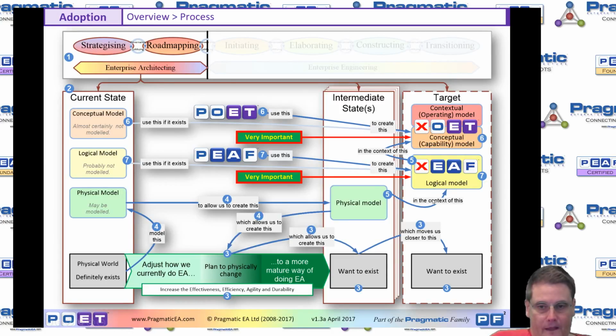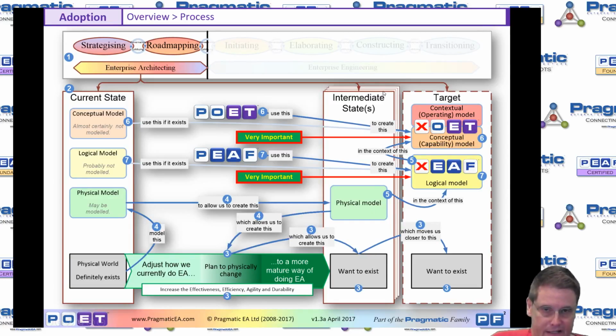So that's the flow. We have a high level understanding of how the entire transformation domain is done. We have a lower level understanding at the logical level of how enterprise architecture in the organization should be done, and we use that to create a physical model. So the physical model is created in the context of understanding what our long-term goals are. Once we've got this physical model, then we can do a physical change.